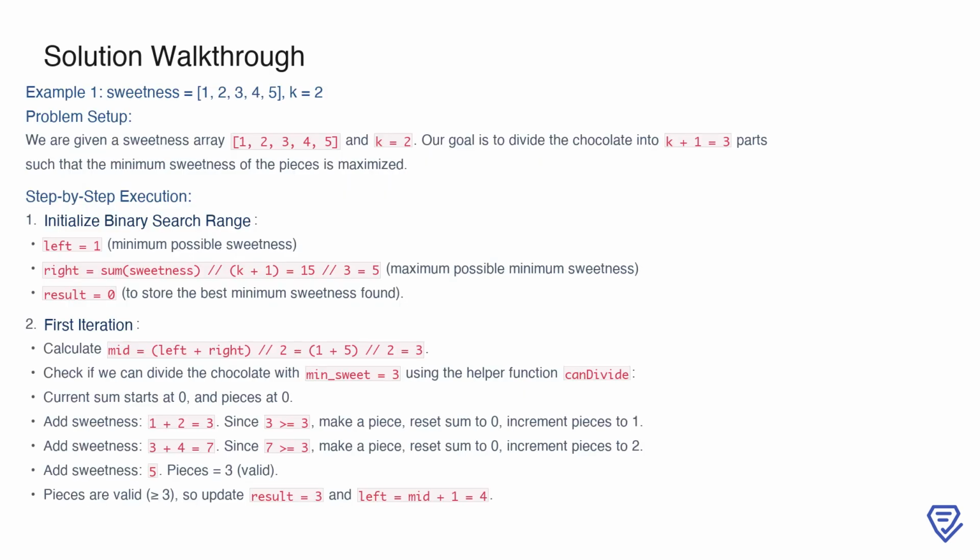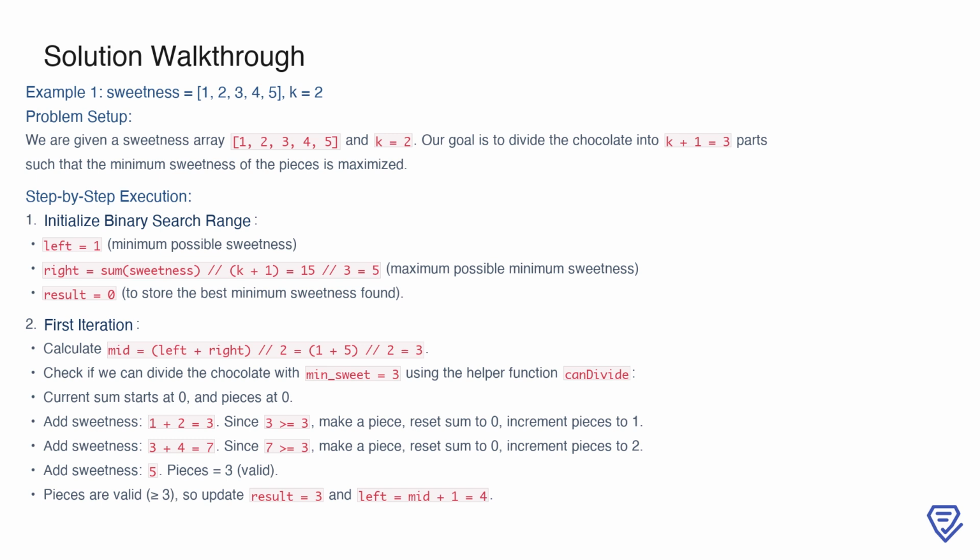To solve this problem, we start with an example where the sweetness array is 1, 2, 3, 4, 5, and k equals 2. This means we need to divide the chocolate into k plus 1, or 3, parts such that the minimum sweetness of the pieces is as large as possible. We approach this using binary search.